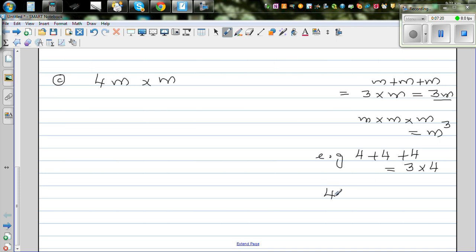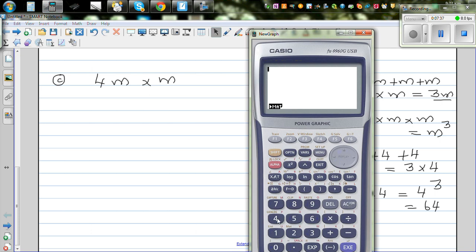But if it is 4 times 4 times 4, this is 4 times 4 is 16, and 16 times 4 is 64. This is 4 cube. Okay, and 4 cube is 64. So let me show you that on a calculator. So if you go 4 times 4 times 4 is 64, or if you go 4 to the power 3 is 64. But if you go 4 plus 4 plus 4, this is 3 lots of 4, that is 12.